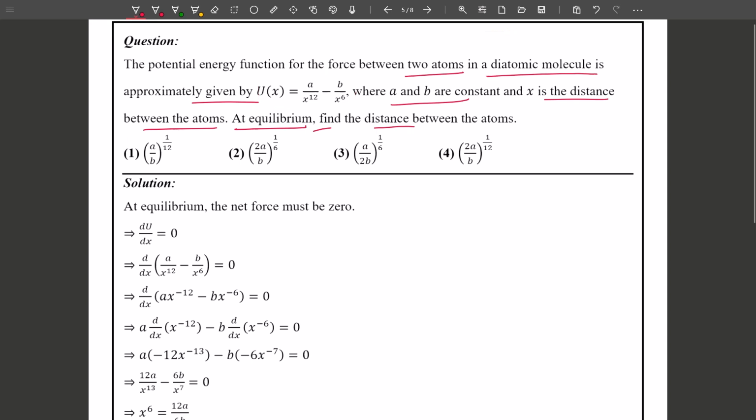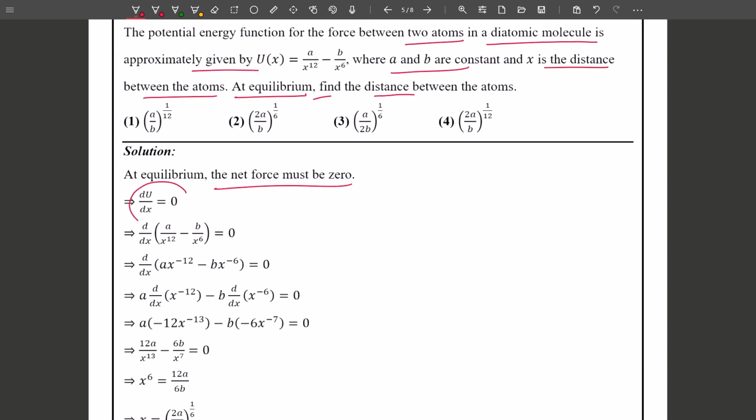So for equilibrium, the net force must be zero. So dU by dx is zero. We have learned this. So we are calculating the derivative of this function. Okay, so how are we calculating the derivative? A x to the power minus 12, this by 12, we are converting into exponents, and also this. Okay, so we need to find the derivative of this quantity.